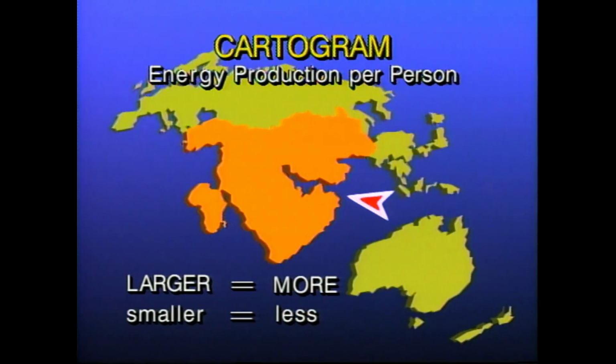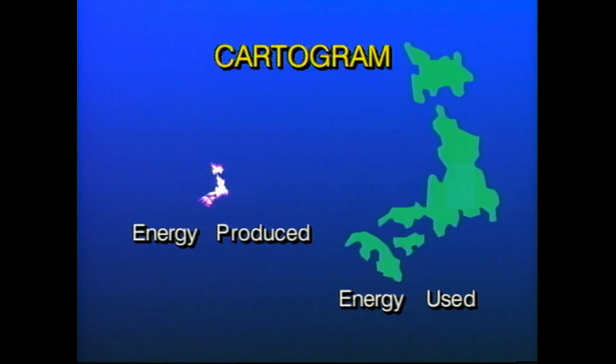Using this rule, which region produces more energy, Japan or Southwest Asia? Southwest Asia does, so it is shown larger. Now consider Japan alone. Here is a cartogram showing energy production and use in Japan. Remembering the rule of cartograms, larger means more, smaller means less, does Japan produce more energy than it uses? No. The cartogram showing energy use is much larger. That means Japan uses much more energy than it produces. So Japan must import much of the energy it uses from other parts of the world.